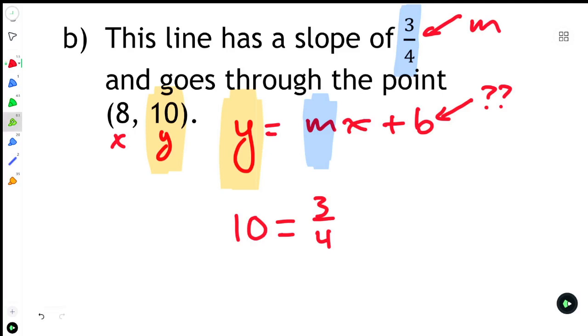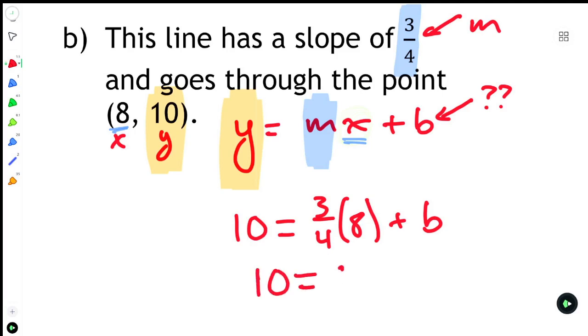X is this value. I'll underline it in blue. X is this value, and it's right there. So I'm going to write in place for x the value 8, and then plus the number b. So I need to multiply 3/4 times x. I can do that, right? 8 divided by 4 is 2, and 2 times 3 is 6. So this does give me 10 equals 6 plus b.